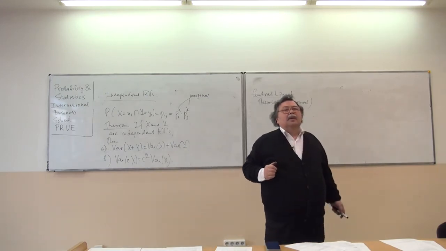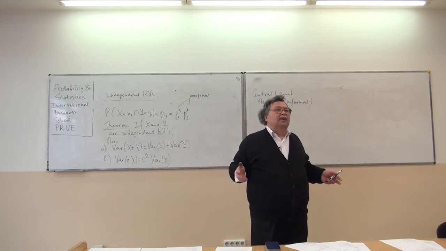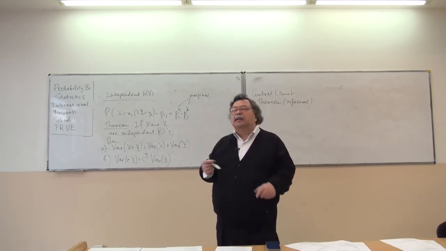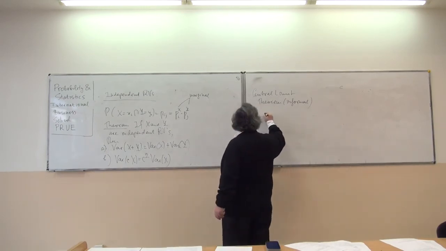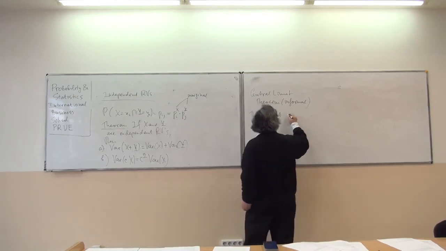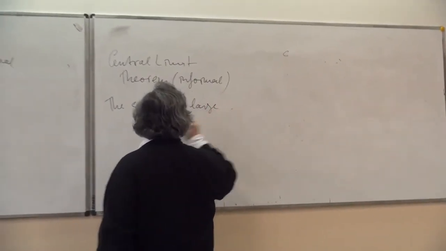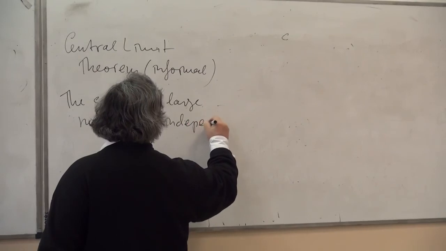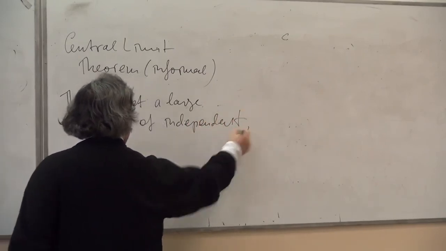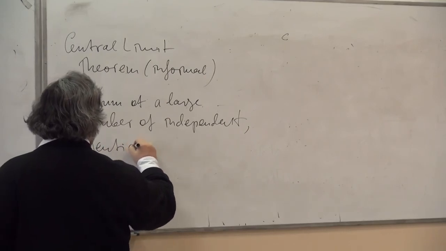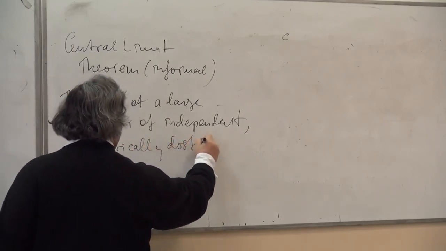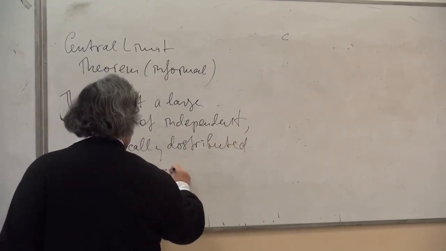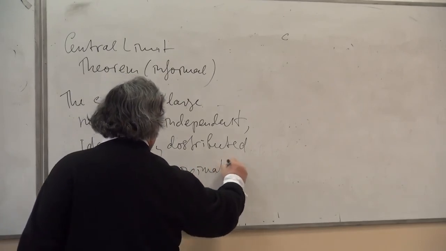But later on, a great discovery was made. Actually, it's the fundamental thing, which is the foundation of all statistics, by the way. It's this: the sum of a large number of independent, identically distributed random variables is approximately normal.